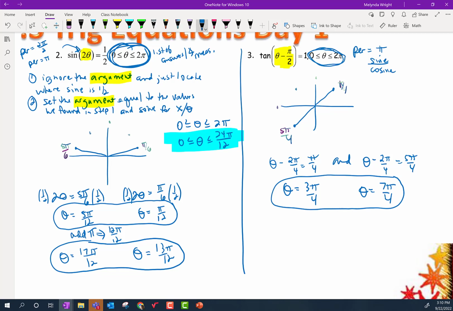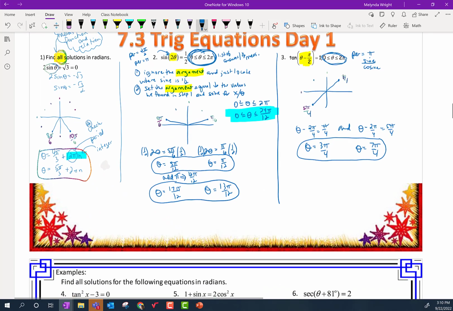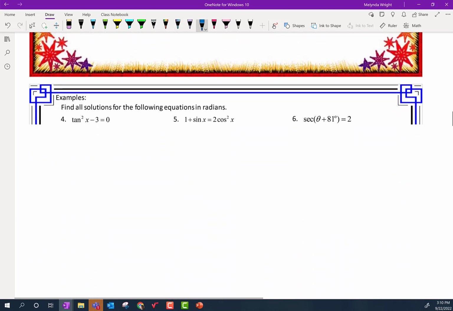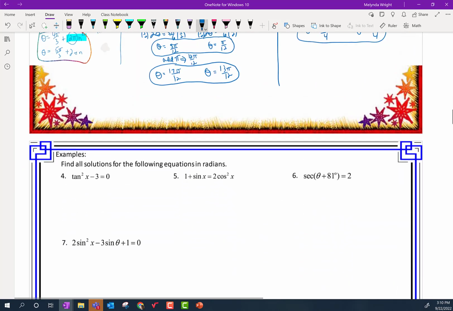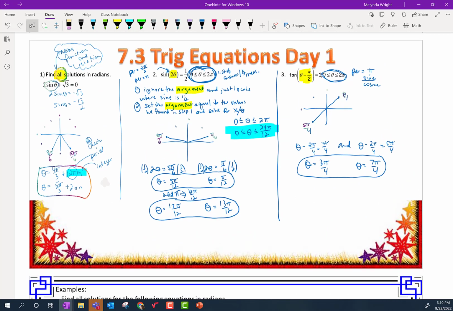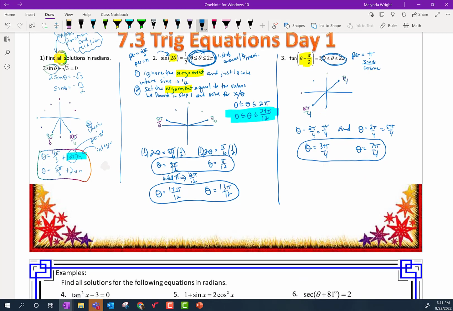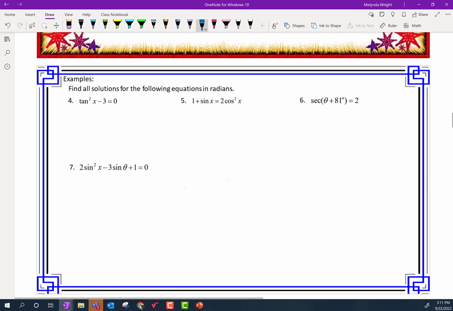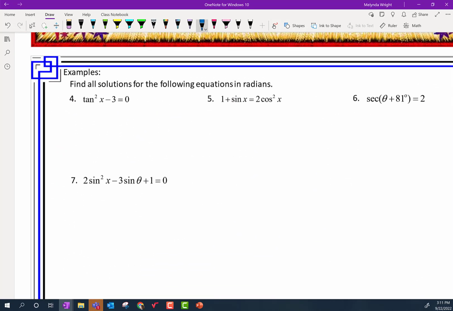Okay, let's go to page 2. We've got a few more to work through. So far, all you've had to remember is the unit circle. So far, that's all we've had to do to solve these. But there's more. Okay, so let's focus on number 4.